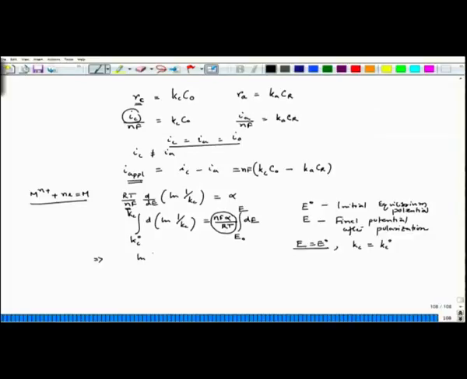Then I would get ln(Kc0/Kc) equals nF alpha divided by RT times (E minus E0). Similarly, I can have this relation for the oxidative symmetry factor.